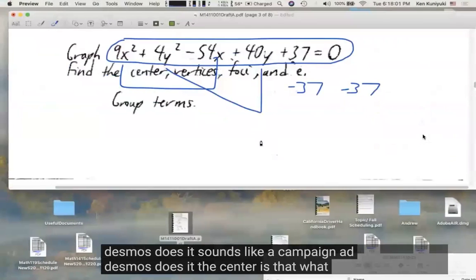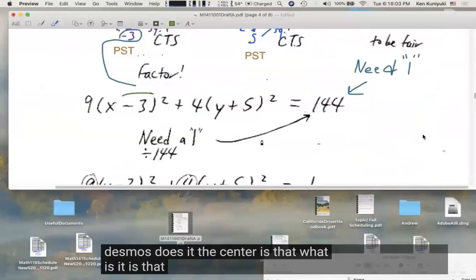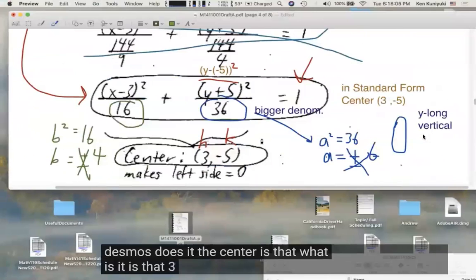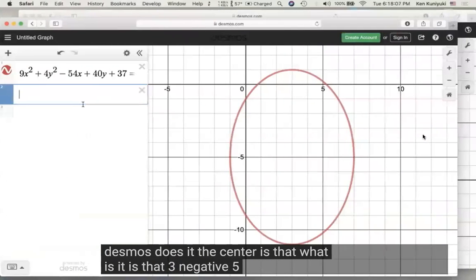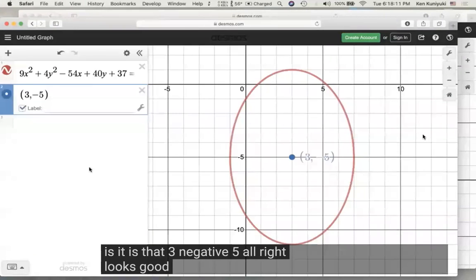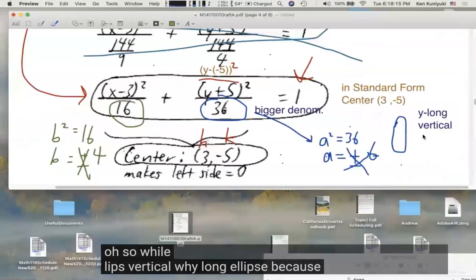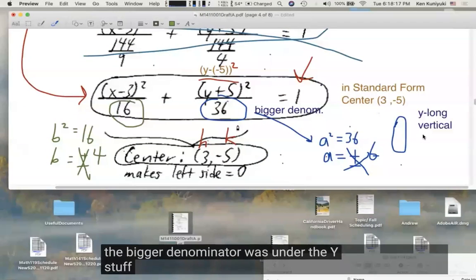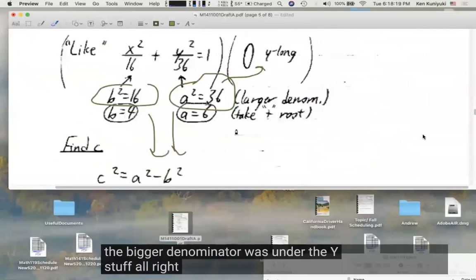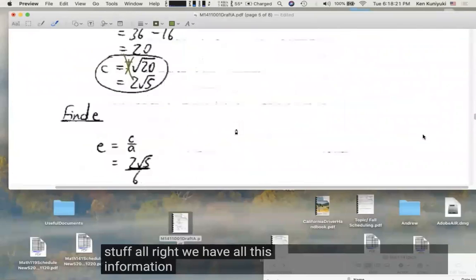The center is at, what was it? It was at 3, -5. All right, looks good. Oh, it's a y-long ellipse, vertical y-long ellipse, because the bigger denominator was under the y stuff. All right. We have all this information.